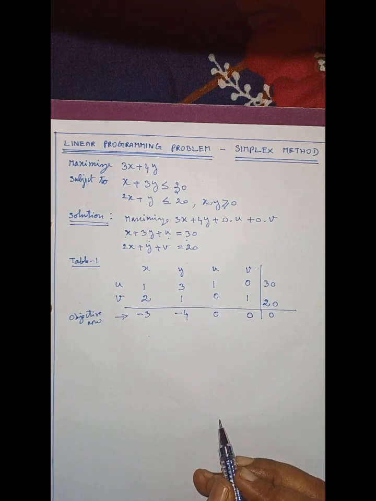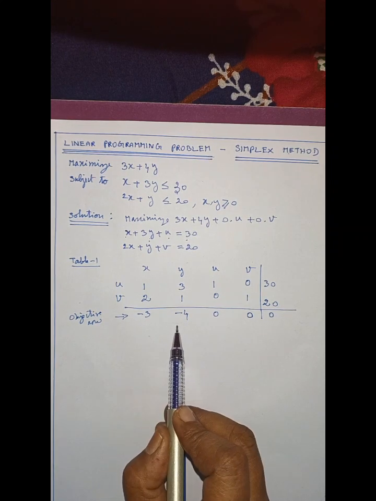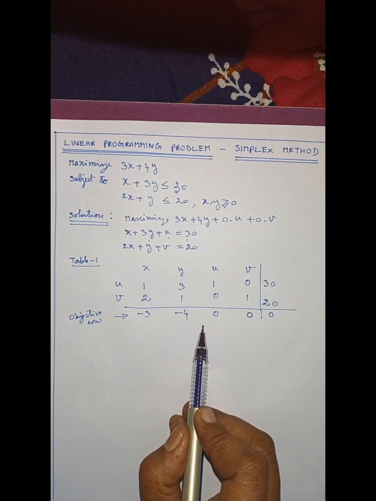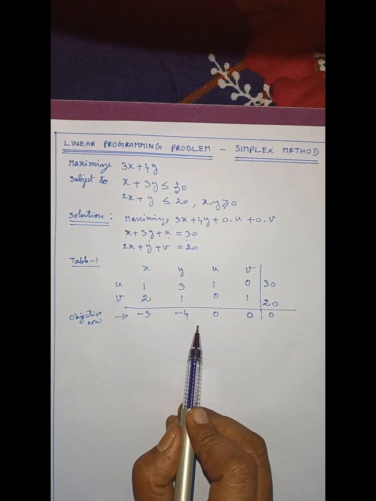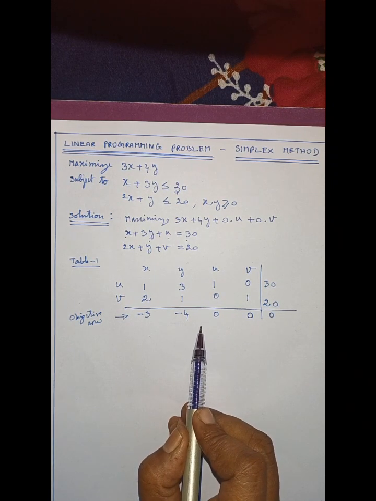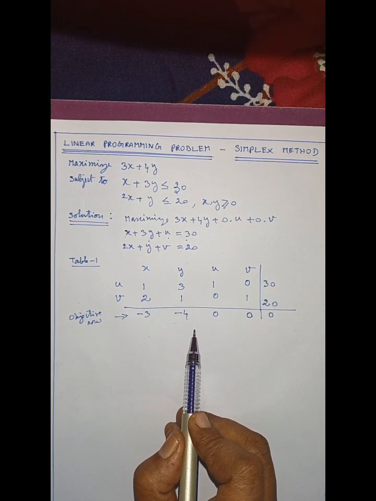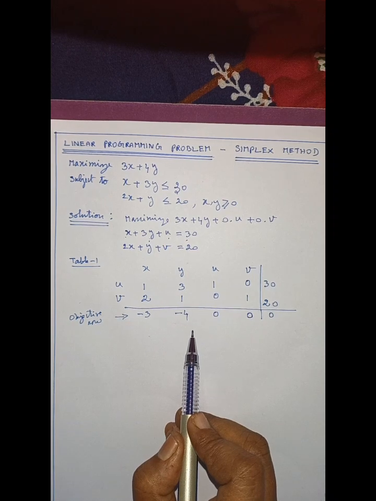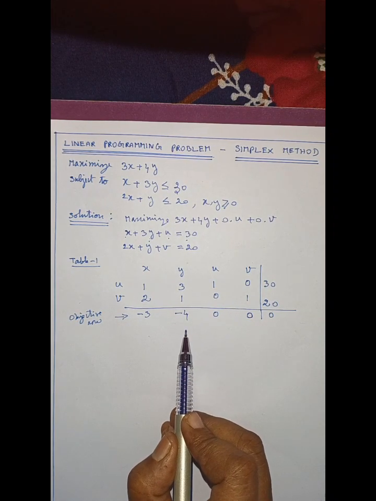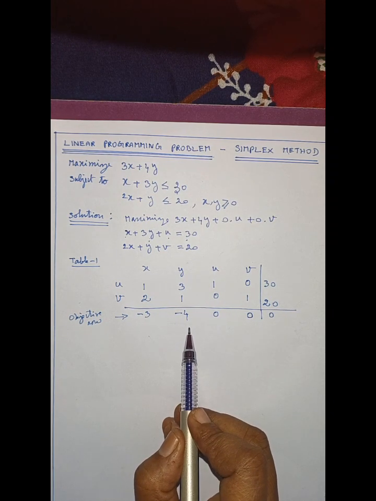We have to check the values present in the objective row. If all the values are positive, then the present solution is going to be the optimal solution. If any one value is negative also, this is not the optimal solution. So if the solution is not an optimal solution, we have to identify the entering variable by identifying the pivot column. The column with the most negative value in the objective row is going to be the pivot column.